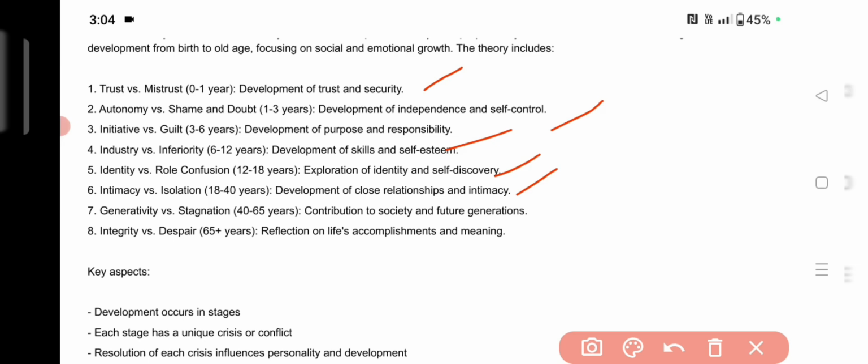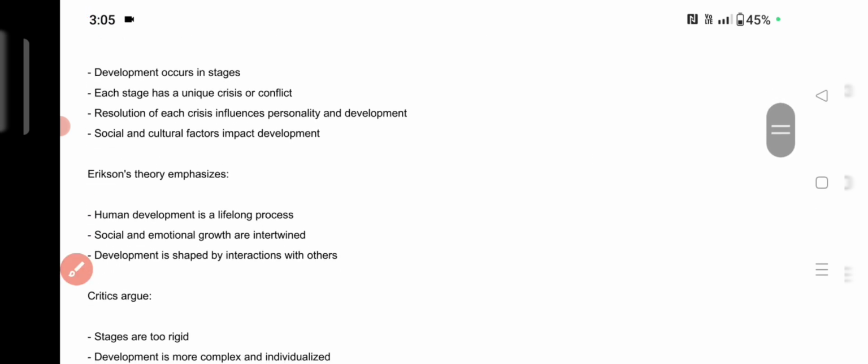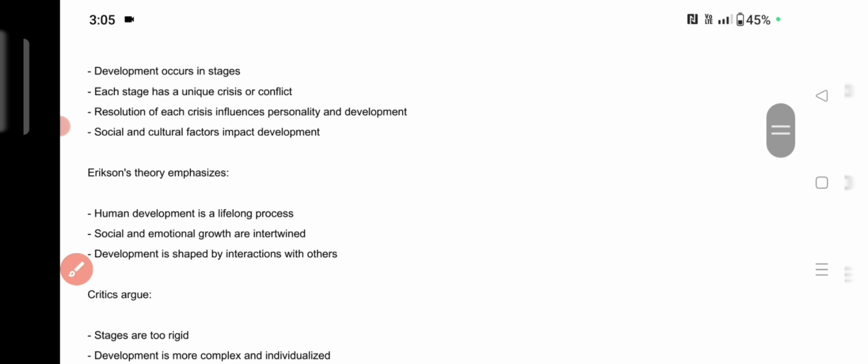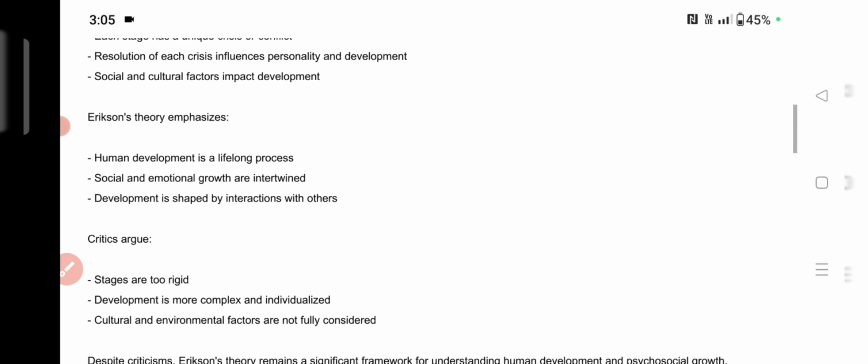Coming to the key aspects of Erikson's theory: development occurs in stages. Each stage has a unique crisis or conflict. Resolution of each crisis influences personality and development.